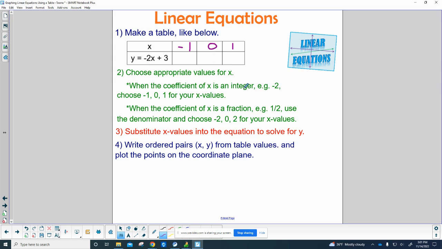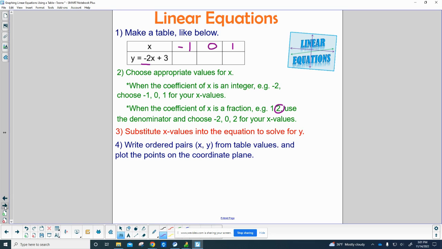Now, that's what we'll do on all of these problems, unless there's a fraction. If there's a fraction in front of x, like this one, then whatever the bottom of that coefficient is, we will use that number. Instead of -1 and 1, we'll have -2 and 2. If the fraction had a 4 on the bottom, we would use -4 and 4. This way, when we get our answers, we won't have any fractions in them. After we've substituted these numbers into the equation, we'll solve for y, write a set of ordered pairs that goes with that, and then graph it.